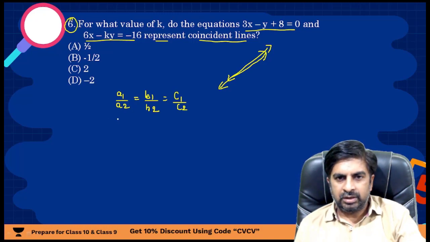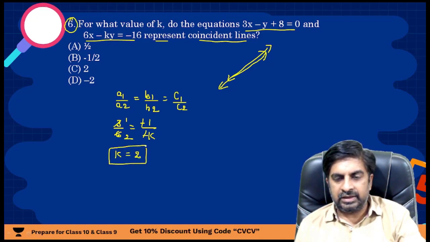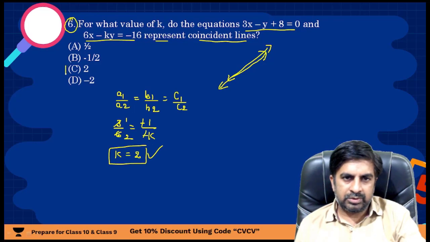So here a1 upon a2, 3 by 6, should be equal to minus 1 by minus k. Let us cancel this, and the 1 by 2, take this k here and 2 here, so directly we are getting k equals to 2. So here option number C.